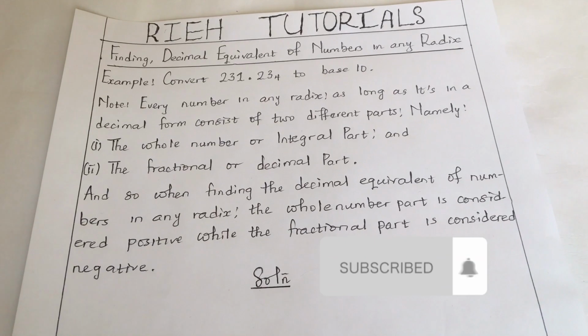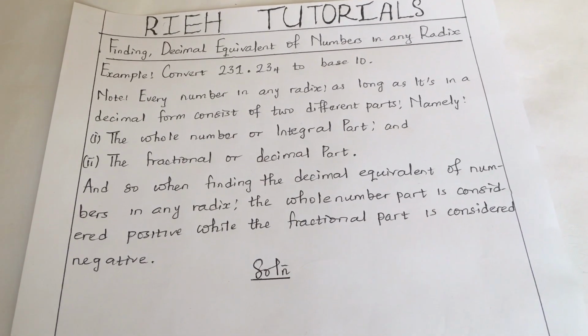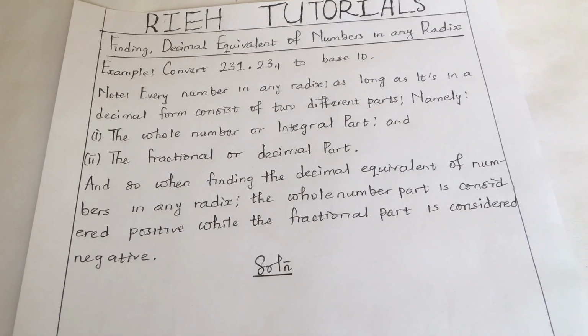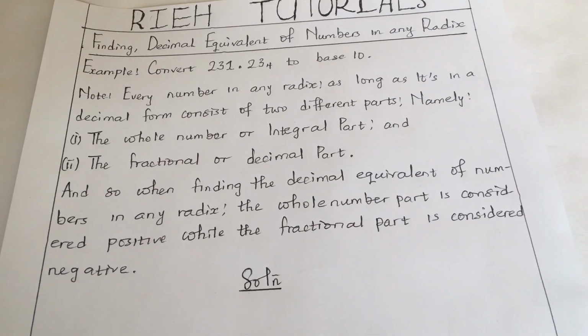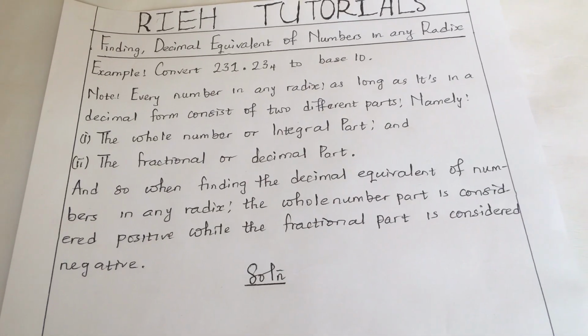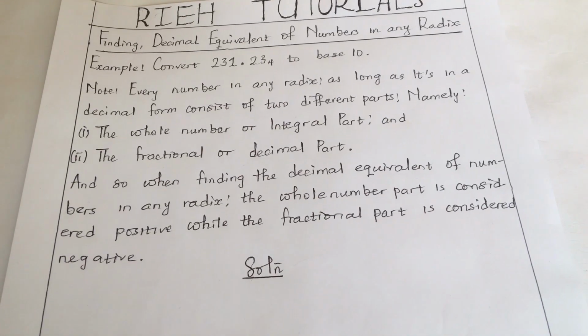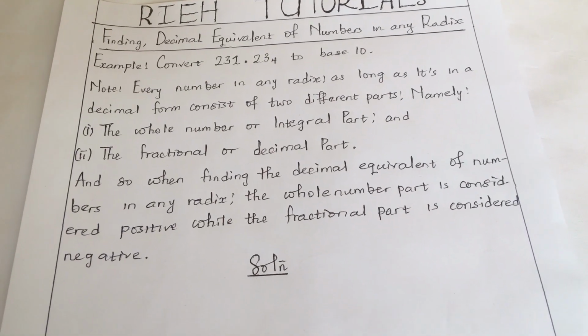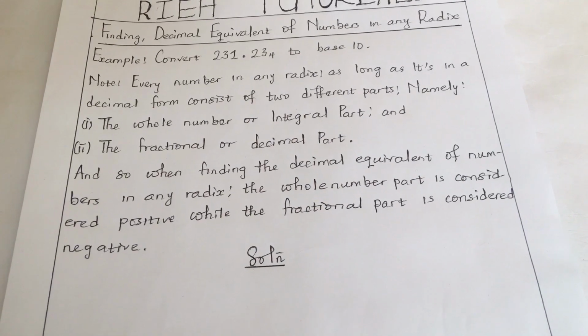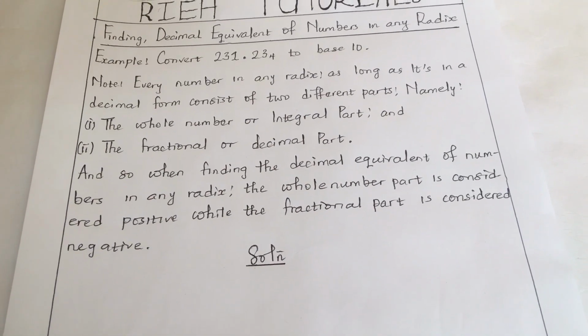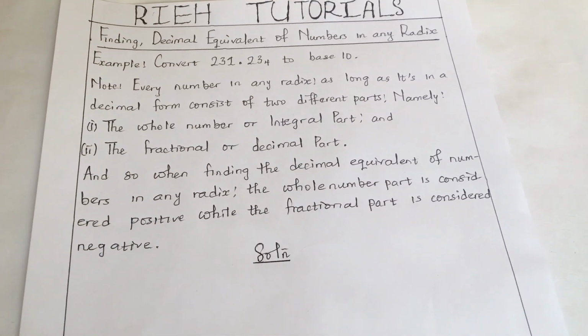But before we proceed with the example, let's take note that every number in any radix, as long as it is in a decimal form, consists of two different parts, namely the whole number or integral part and the fractional or decimal part. And so when finding the decimal equivalent of numbers in any radix, the whole number part is considered positive while the fractional part is considered negative. So let's carry on with the example.